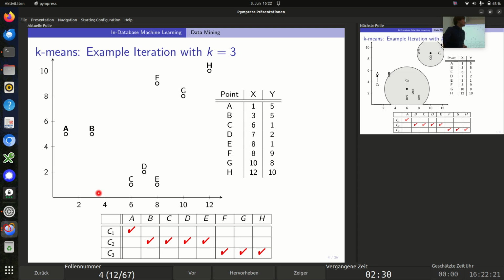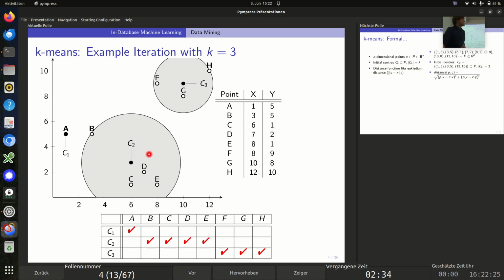So then we have to recompute the new centers. It's just the middle of all points. So this is the one cluster, the middle is located here. Here we have the other cluster, which only consists of 1 point. So the old center is also the new one. And here we take the middle out of these 3 points. So this is the first iteration for k-means. So let's formalize this a bit.